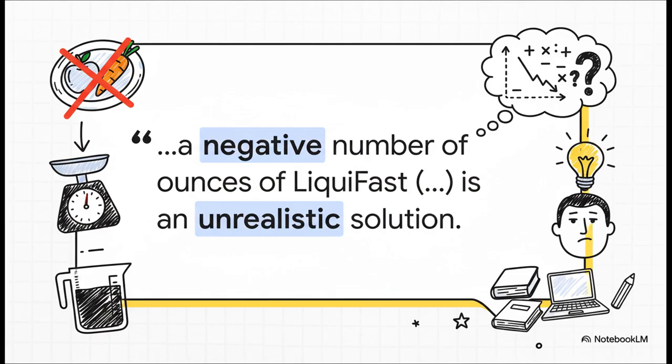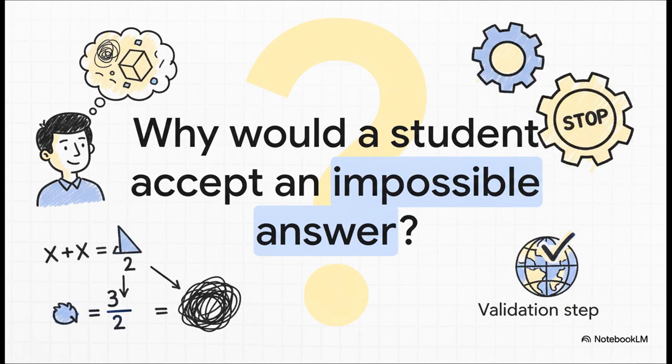One of the groups, working on that nutritionist problem, did their math and came up with an answer that included a negative number of ounces for one of the diet foods. As the researchers dryly noted, this is, of course, an unrealistic solution. You can't eat negative ounces of food. Which brings us to the key question, right? Why would a group of students look at a physically impossible answer and just accept it?